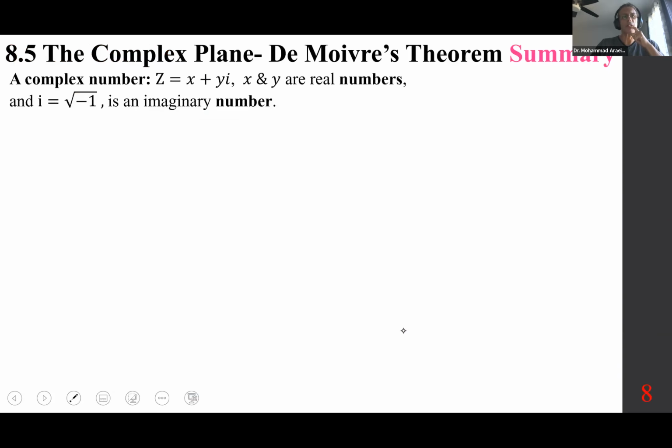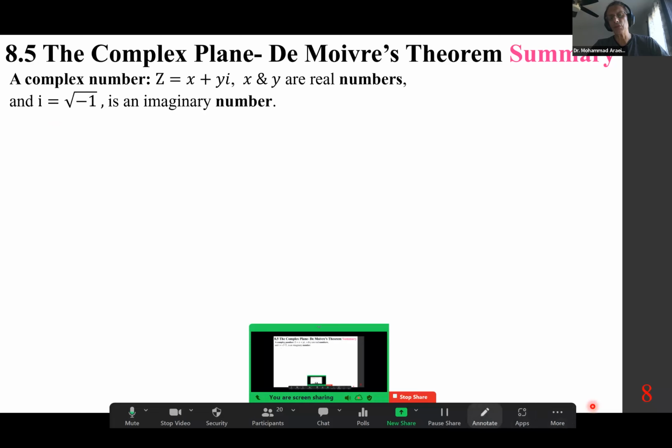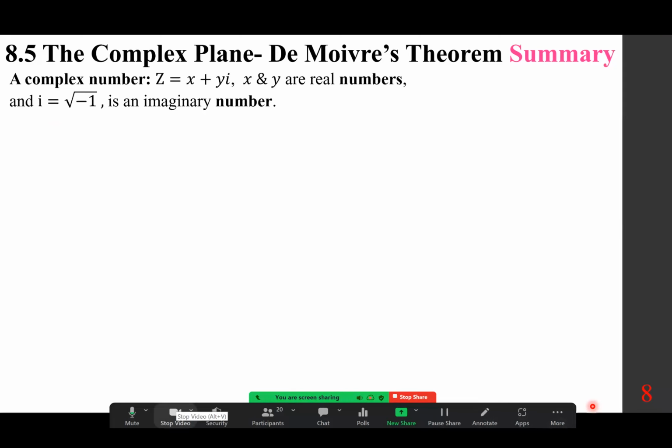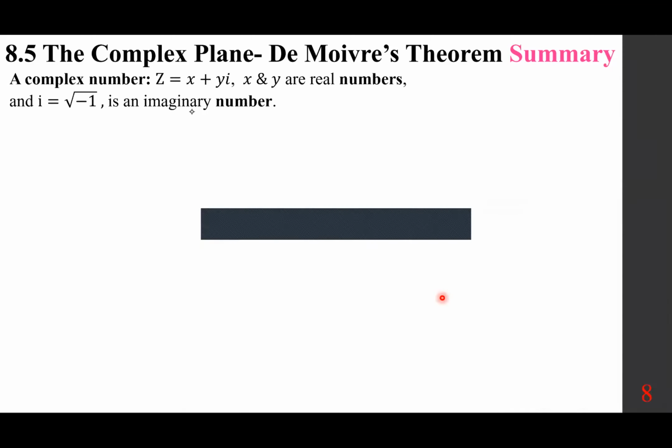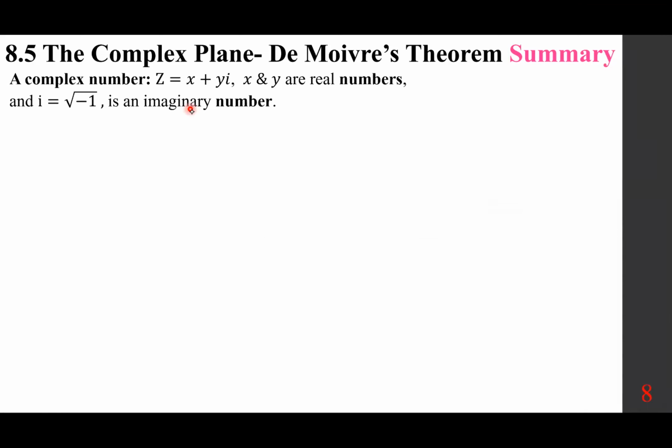And now the summary of the complex plane and de Moivre's theorem is as follows. A complex number is in the form z equals x plus yi, where x and y are real numbers and i is the square root of -1. I want to remind you that we have studied this concept of a plus bi. I hope you remember that. A complex number where i is equal to the square root of -1. It is absolutely the same, but now we're going to represent it with x and yi.